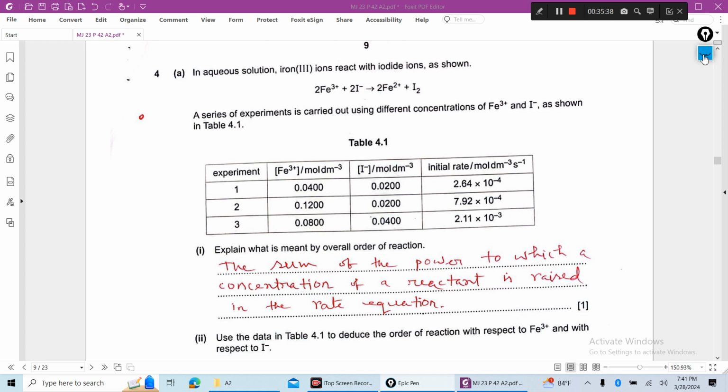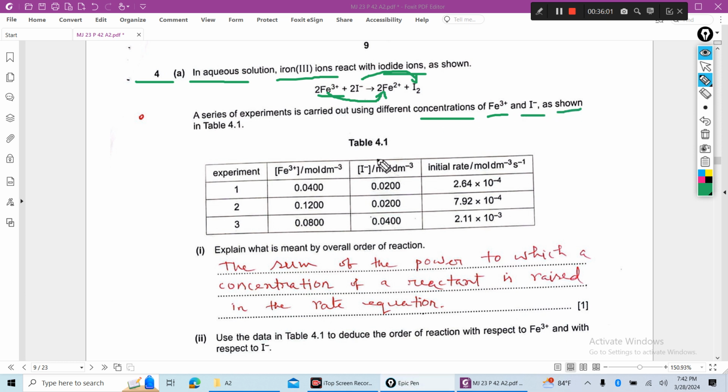Next, number 4. A. In aqueous solution, iron 3 ions react with iodide ions as shown. Iron 3 ion is reduced and iodide ion is oxidized, a redox reaction. A series of experiments is carried out using different concentrations of iron 3 ion and iodide ion. This is table 4.1, with the iron 3 ion concentration, iodide ion concentration, and initial rate given. You are asked to explain what is meant by overall order of reaction.